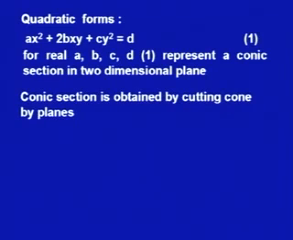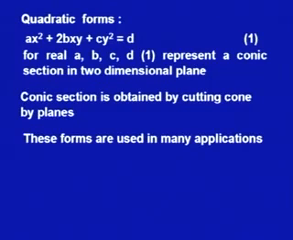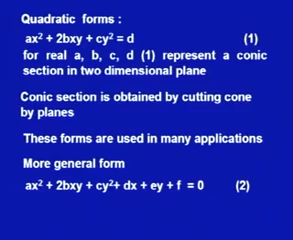We call it a conic section because it is obtained by cutting cones by planes. These forms are used in many applications, and that is why we are discussing them in this lecture. This is a particular form. The more general form may be ax square plus 2bxy plus cy square plus linear terms dx plus ey plus f equal to 0. It has all the quadratic terms, but it may have linear terms also.